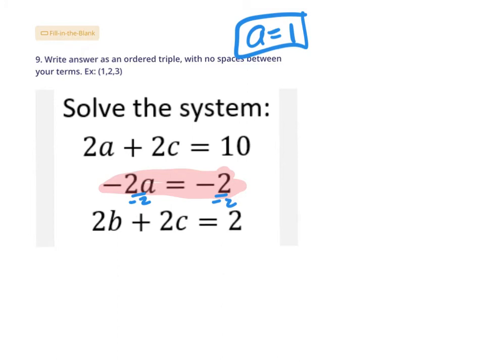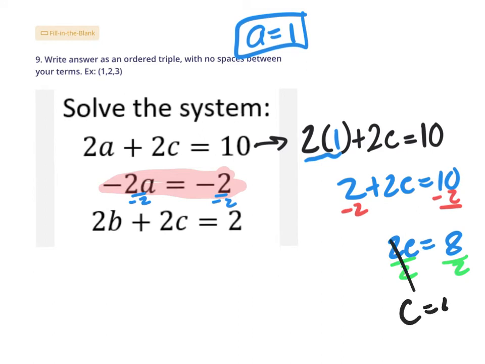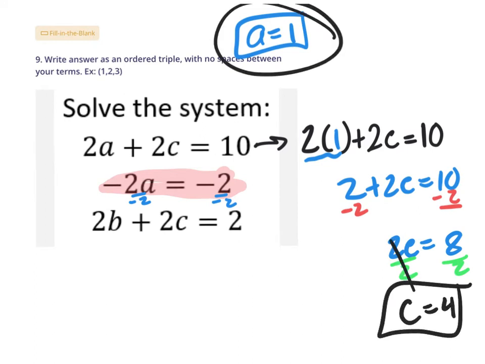So this is another one that's really ridiculously easy. Let me write an arrow over here and show 2A, but instead of A, I'm going to put a 1 because I know that A equals 1, plus 2C equals 10. So I really have 2 times 1 is 2, plus 2C equals 10. I'm going to subtract 2, giving me 2C equals 8. Final step, divide by 2, divide by 2. That gives me C equals 4.